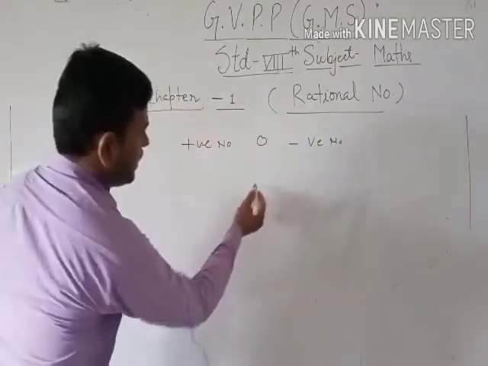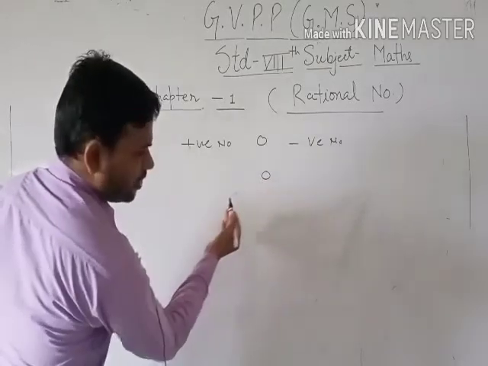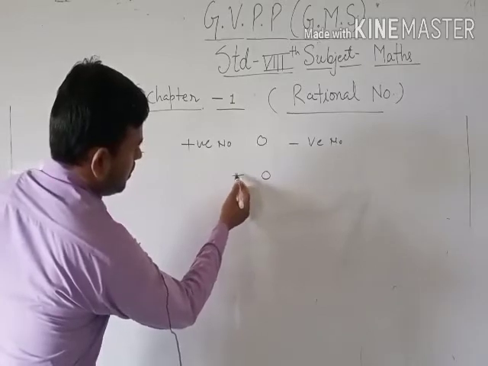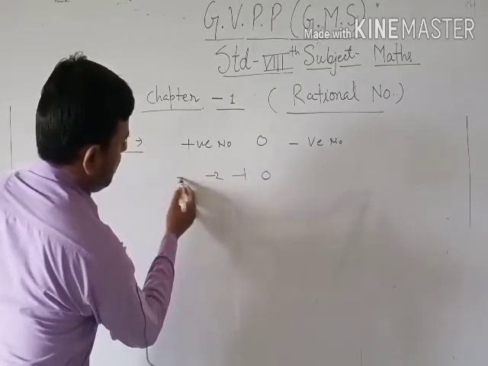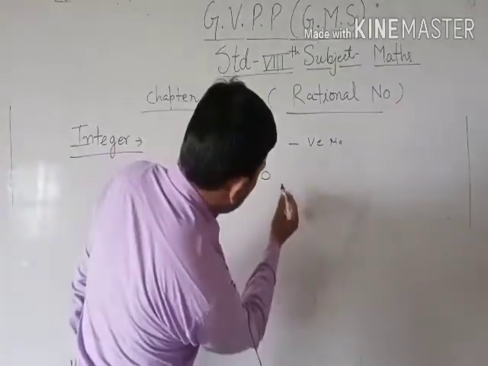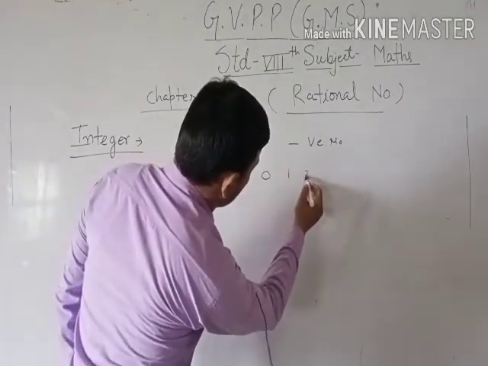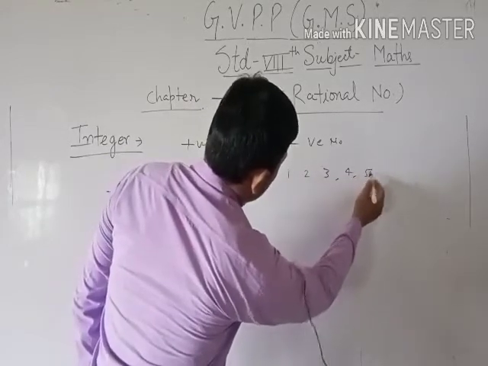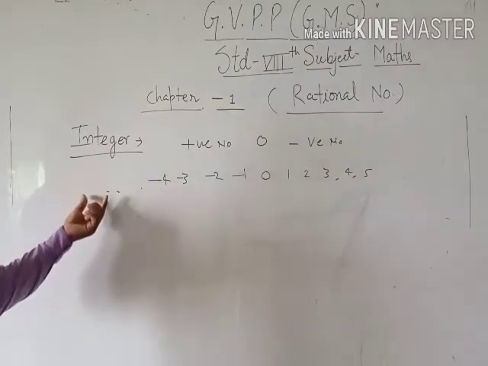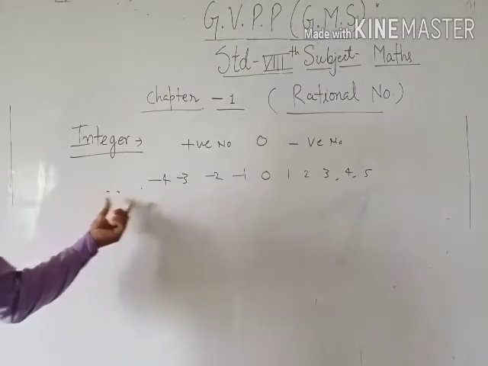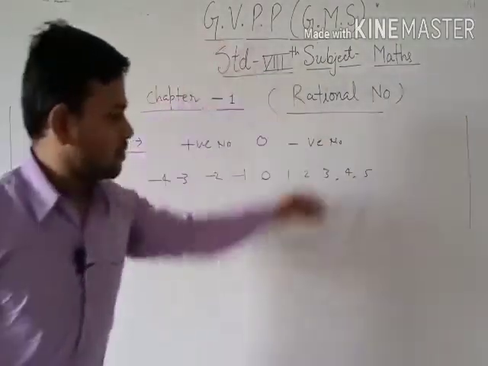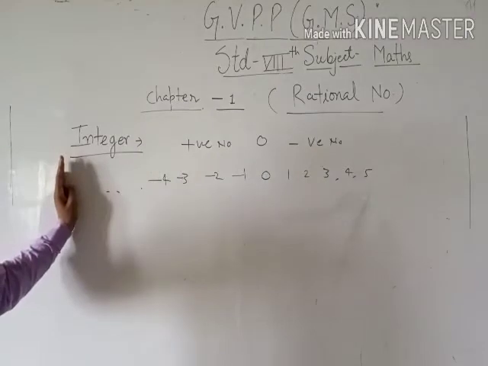and zero. As you can see here, this is zero, and from zero the left side has the negative numbers, that is -1, -2, -3, -4 and so on. And on the right side there will be positive numbers, that is 1, 2, 3, 4, 5. Okay, so you understand what the integers are? That means positive numbers, negative numbers and zero. These are all called integers.